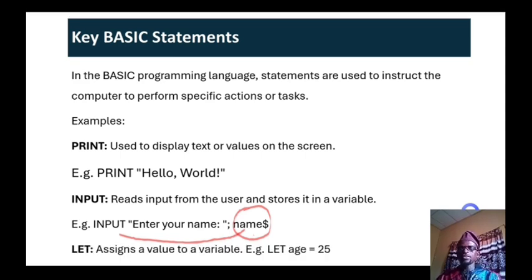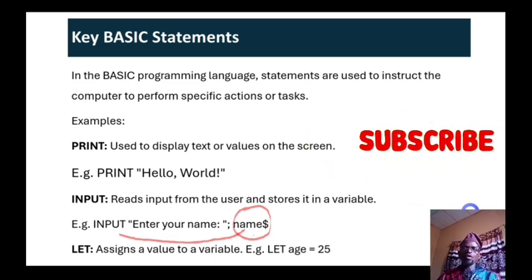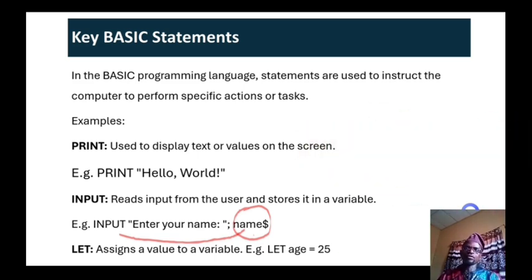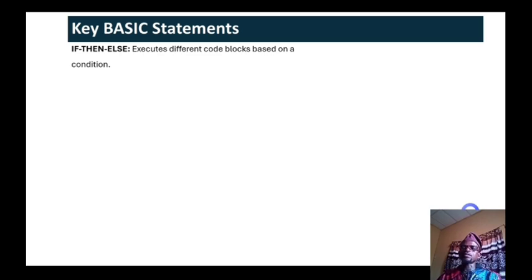Let us look at another statement. Let. This assigns a value to a variable. So we can say let age is equal to 25. Or let age be assigned the value of 25. So in that case, age is a variable and the statement let allows us to assign the value 25 to that variable called age.